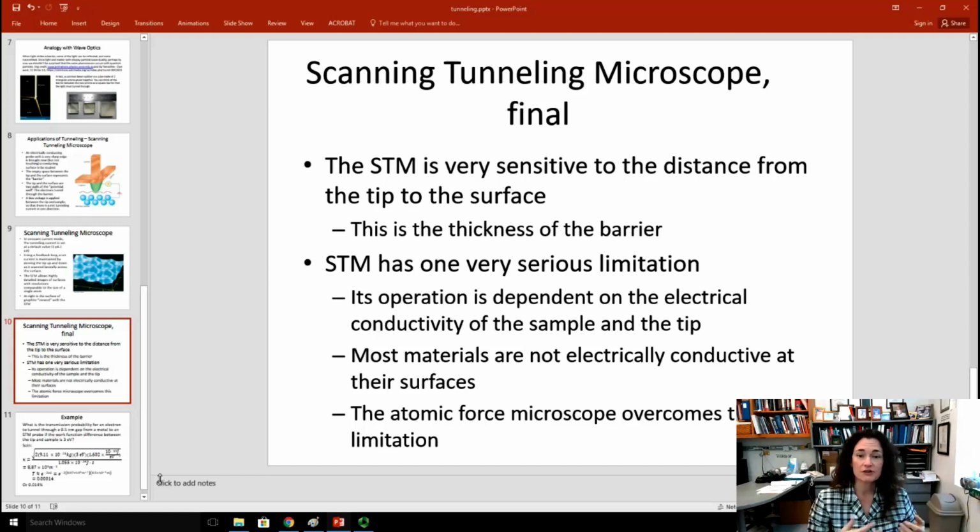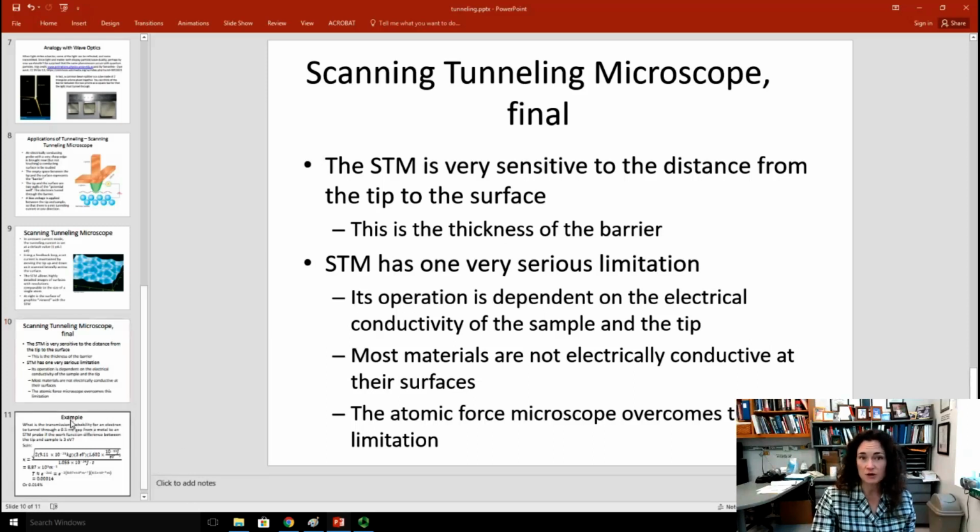And STM has another serious limitation, and that's that its operation is dependent upon the tip and the sample both being conductive, or a semiconductor. That will work too. And most materials aren't electrically conductive. And that's why atomic force microscopy was born, which doesn't need conductive samples.